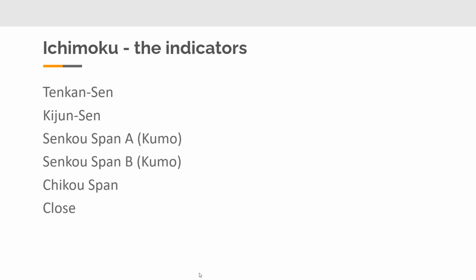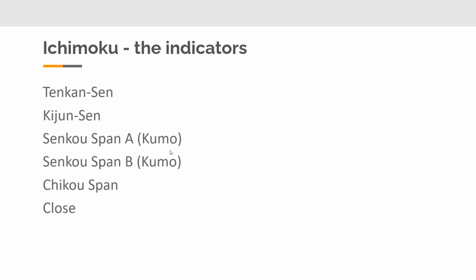I was going to say the top of the cloud, but that's not exactly accurate. The Senkou Span B is another part of the cloud, and the difference between Senkou Span A and Senkou Span B would be the cloud, or the Kumo. That's why I have Kumo kind of right here. You've also got the Chikou Span and the close.